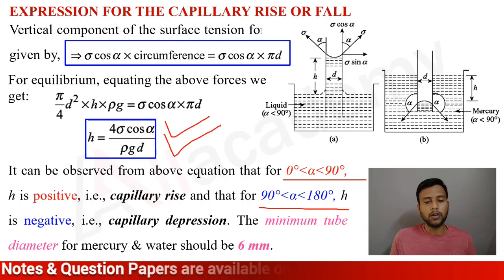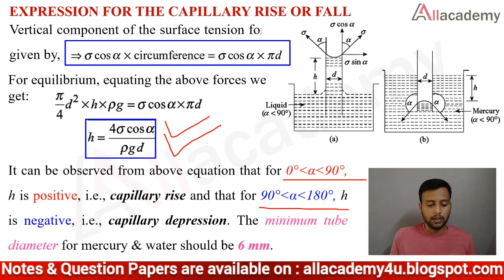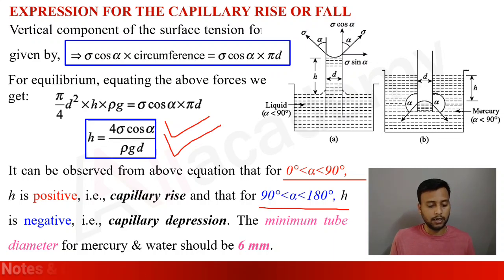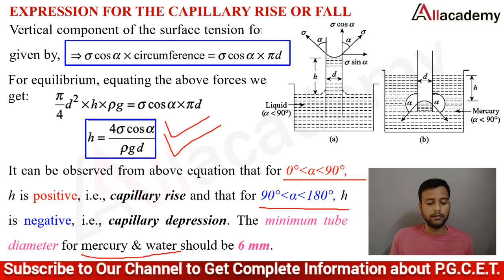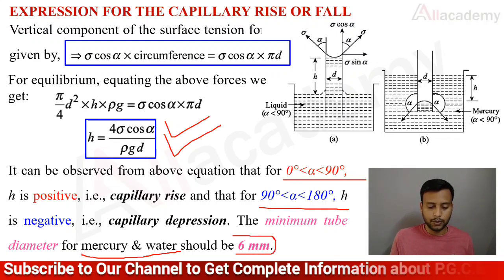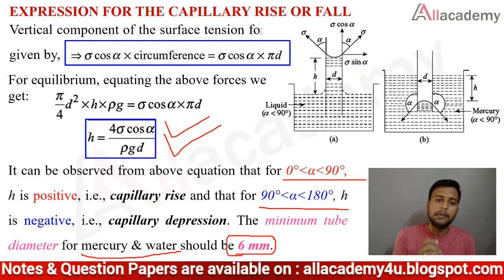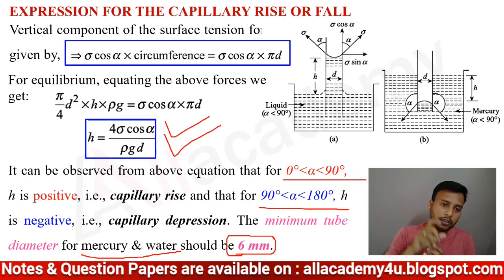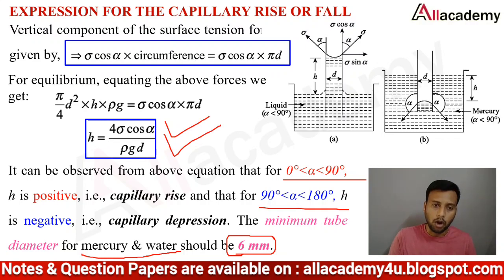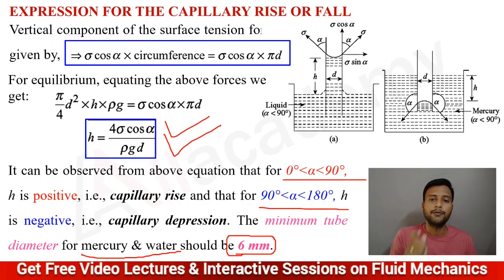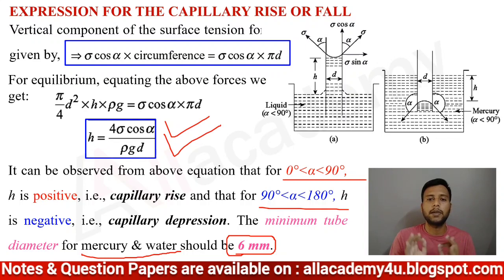Now one more very important thing we need to observe is the minimum tube diameter. The minimum tube diameter for mercury and water should be 6 mm. So the minimum diameter to observe this capillary phenomenon in water as well as in mercury is 6 mm. More than that is fine, but at minimum we should have a 6 mm diameter capillary tube.